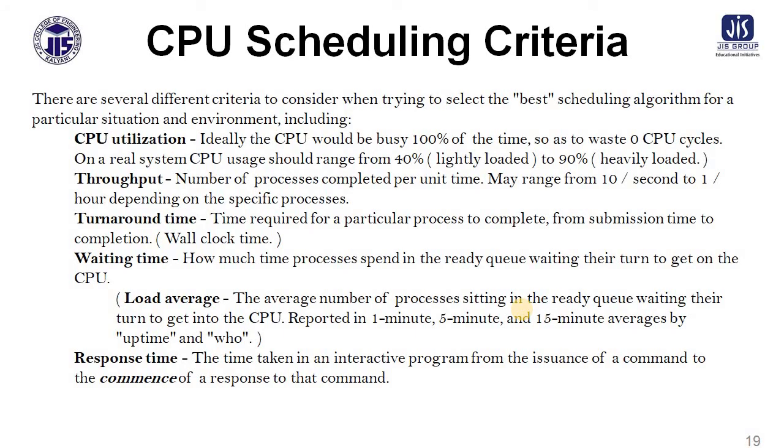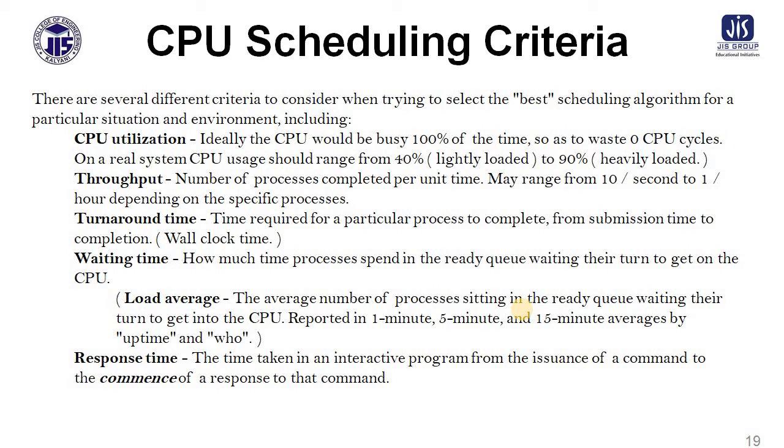So these are the definitions. What do you mean by CPU utilization? CPU utilization means the CPU is kept busy 100% of the time. On a real system, CPU utilization should range from 40% to 90%. Okay.